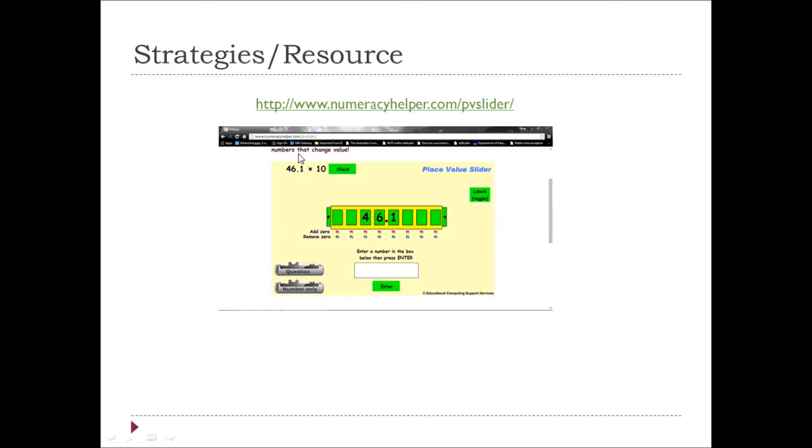There's a beautiful strategy here. This is one that we used in Term 1, and this is the number slider. So the students can put the number in and they can physically move it left or right, however many spaces, depending on whether they're dividing or multiplying, and whether they're using 10, 100 or 1,000.